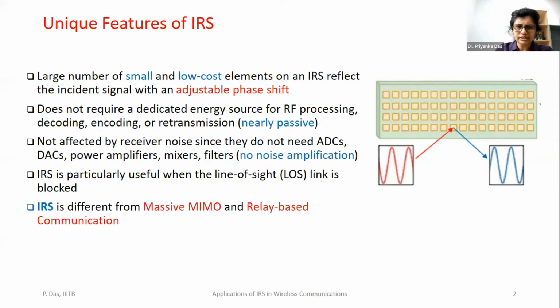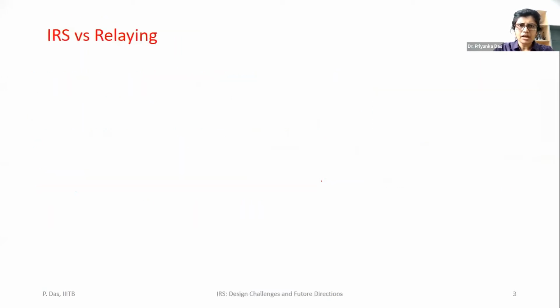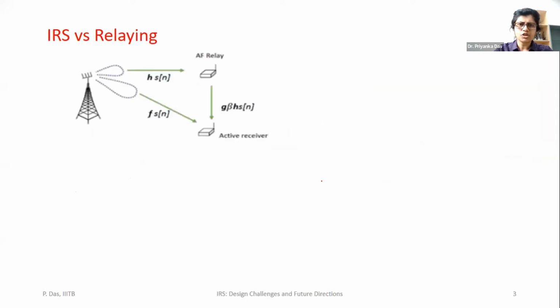So let's look at the key differences of IRS from the existing technology, that's your massive MIMO and the relay-based communications. Coming to IRS versus relaying first. Let's see what a relay does. So you have a base station, which is here, and you have a relay.